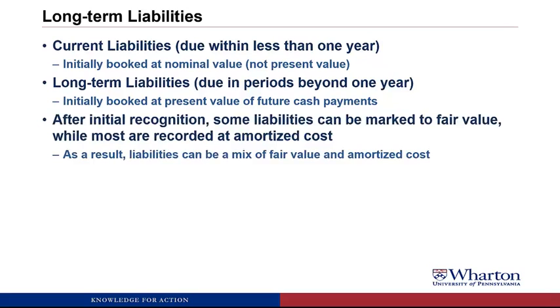After we record those long-term liabilities, in some cases we continue to mark them to fair value, but in most cases that we'll talk about, they're recorded at something called amortized cost, which is you book the liability initially at present value, and then you may make adjustments based on interim cash payments or premiums or discounts, which we'll talk about later, but you don't mark it to fair value every period. So as a result, when you look at liabilities on a balance sheet, what you're oftentimes seeing is a mix of fair values and then these amortized costs, which are like old historical costs.